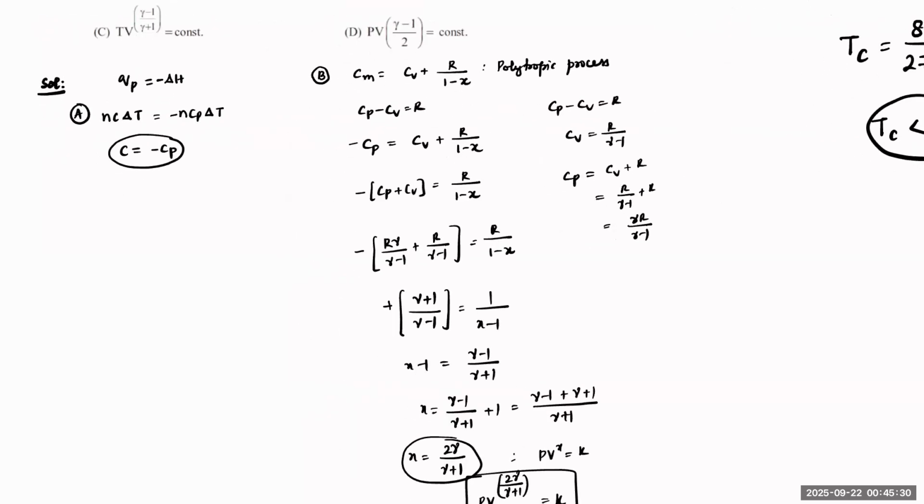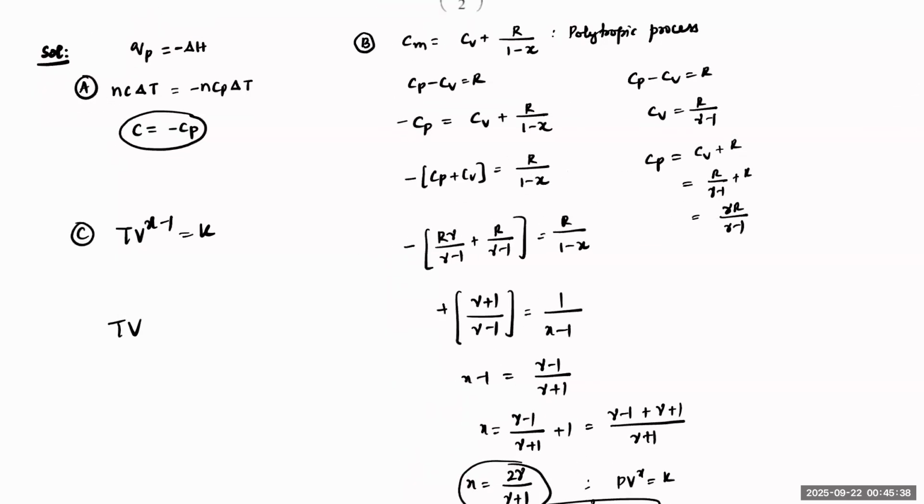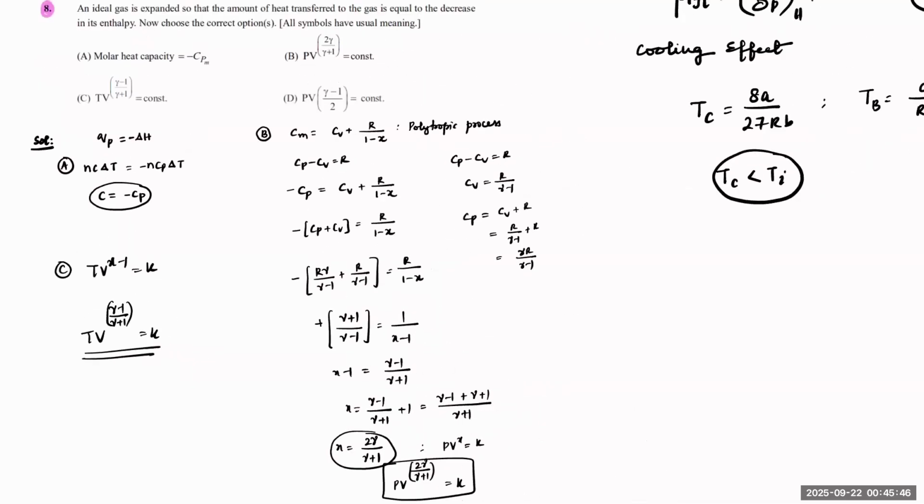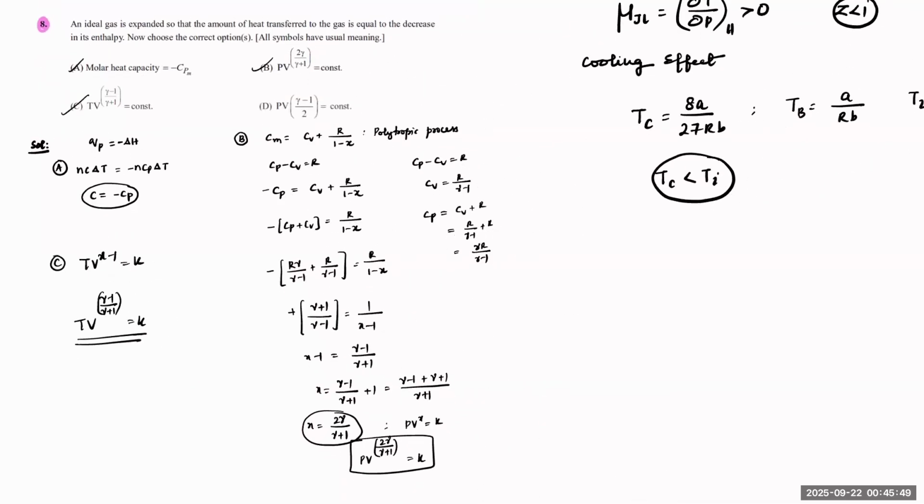C is also correct, since TV raised to power of x minus 1 is equal to constant. X minus 1 is already something we got. X minus 1 is gamma minus 1 by gamma plus 1, so that is equal to constant. So C is also correct. So A, B, C, these three are correct statements. Please check. Everyone, did you get this? Right.